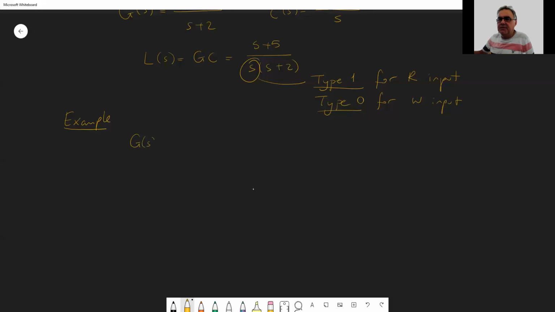Let's say that G of S, the plant transfer function, is again 1 over S times S plus 1. C of S is a PI controller, K1 plus K2 S over S. So we want to determine the system type for R and W.